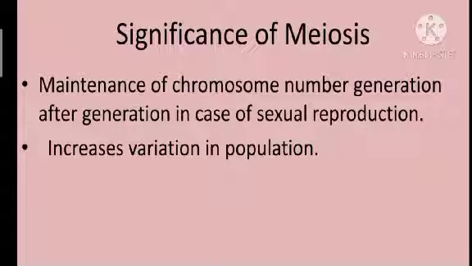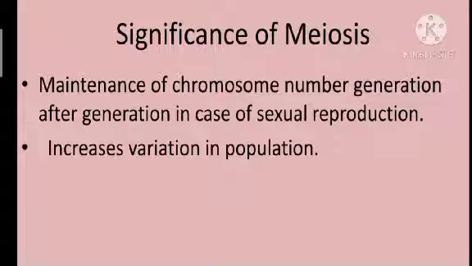Next is the significance of meiosis. What is the significance of meiosis? We have seen that the diploid cell undergoes meiosis and as a result 4 haploid cells will be formed, isn't it? It helps to maintain the chromosome number generation after generation in sexually reproducing organisms. In sexually reproducing organisms, the same number of chromosomes can be retained during fertilization. For that, haploid gametes have to be formed by meiosis. So it helps in the maintenance of chromosome number generation after generation.